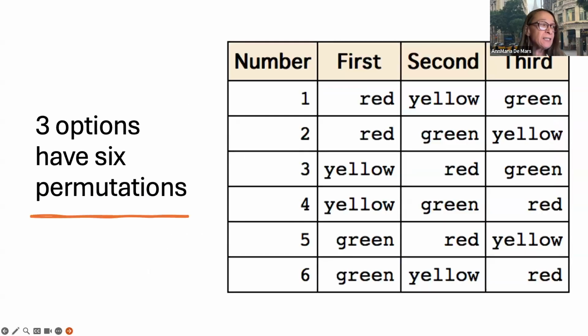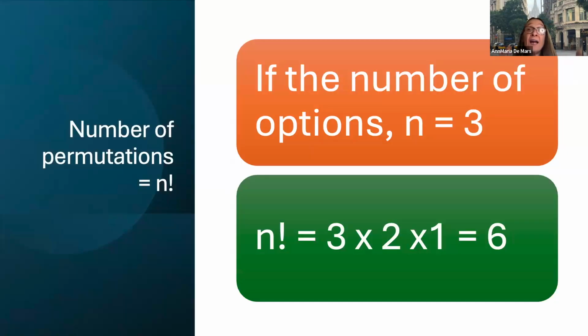If you have 3 options, and like your textbook shows, they have 6 permutations. So red, yellow, green, and red, green, yellow, and yellow, red, green are all considered 3 different permutations. To find the number of permutations, which you will almost never need to do, if the number of options n equals 3, then there will be n factorial permutations.